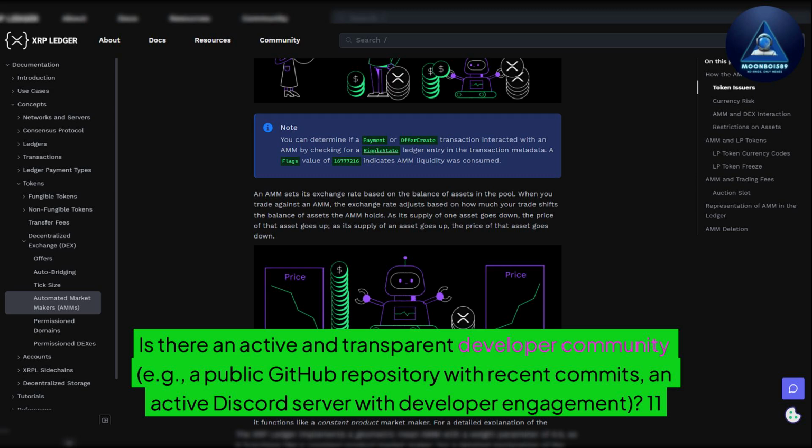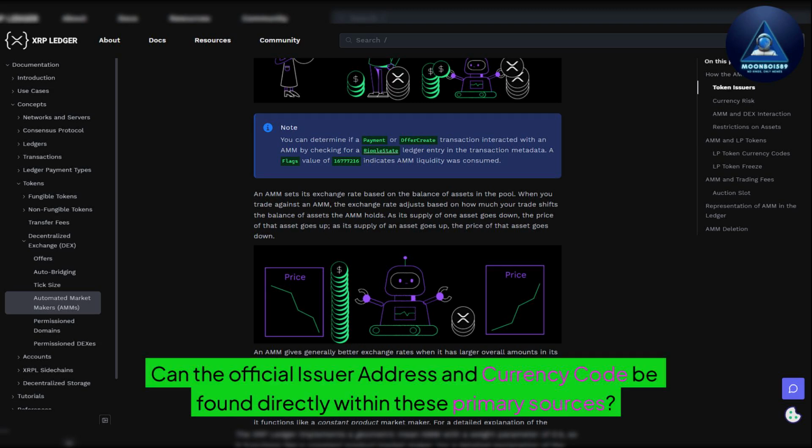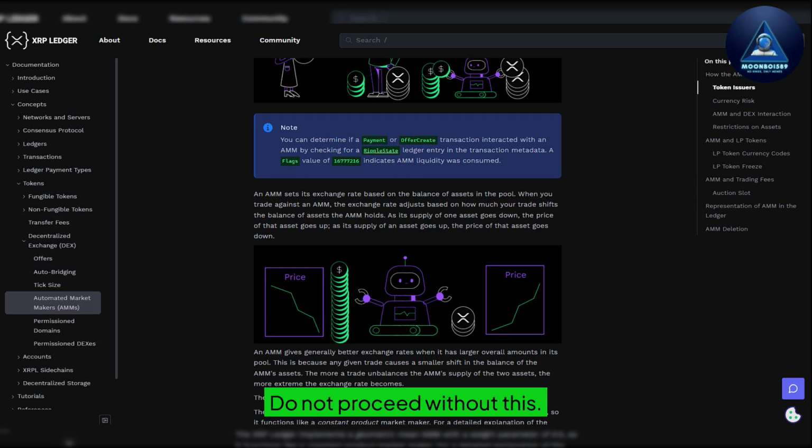Issuer and parameter verification. Can the official issuer address and currency code be found directly within these primary sources? Do not proceed without this. Cross-reference the token's contract address and issuer on a trusted explorer to avoid counterfeit tokens.